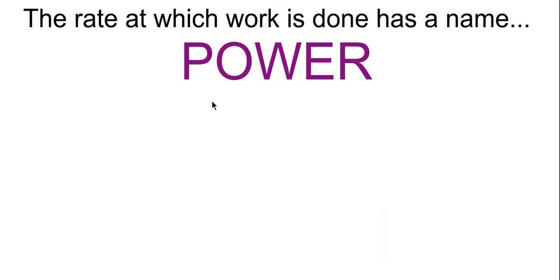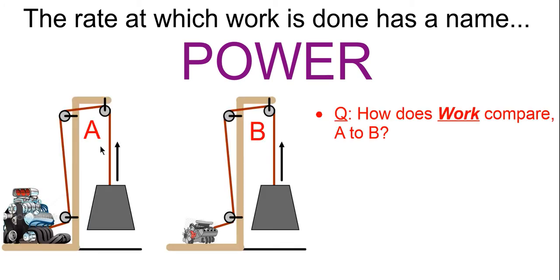That brings us to a new quantity. It's called power. Let's read this. The rate at which work is done is called power. Because work can be done at different rates, can't they? Let's do another example here to explain this a little further. We have a pulley situation here where we have two engines lifting the same weight block the same distance.